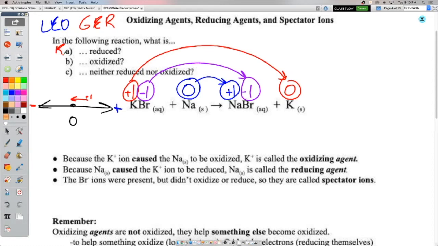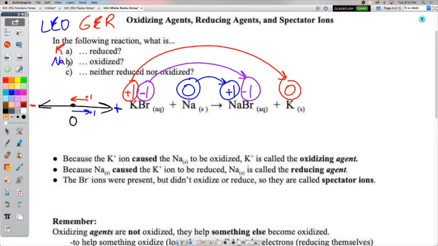Well, what got less negative? Bromine went from -1 to -1. That's not more negative, but it's not less negative either. Sodium went from 0 to +1. Hey, it's going towards the positives, away from the negatives. It's getting less negative. It must be losing those negative electrons. Losing electrons, LEO. So what's being oxidized? Sodium, Na.